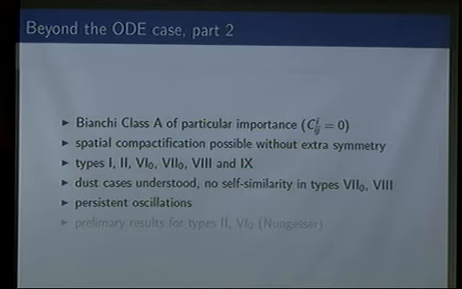The situation at the moment is that for types 2 and 6 naught, NumGuessr already has some preliminary results, and I would be hopeful that it's possible to actually handle these cases by the types of arguments that he uses. These other two types are likely to be significantly more difficult.